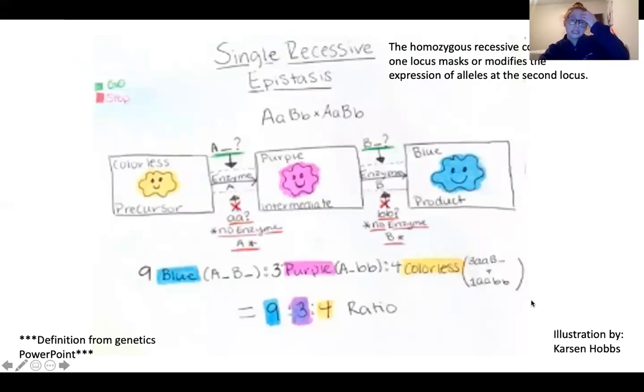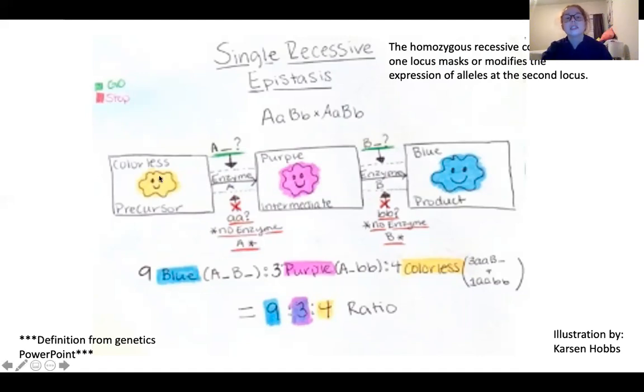All right, so single recessive epistasis is when the homozygous recessive condition at one locus masks or modifies the expression of alleles at the second locus. So with this example, we have big A, big B, little b crossed with big A, big B, little b. And we have to start at the colorless precursor.